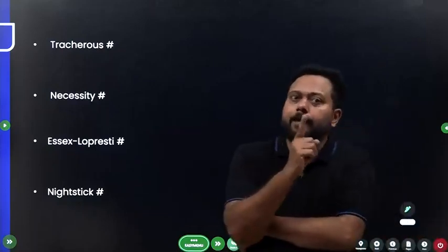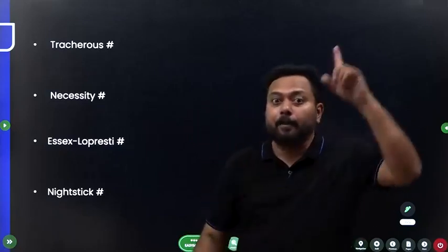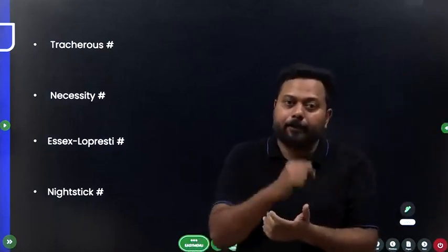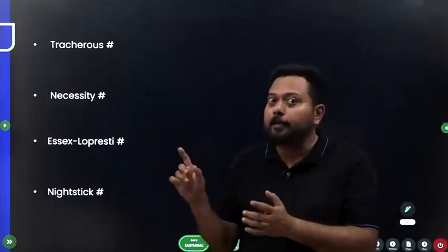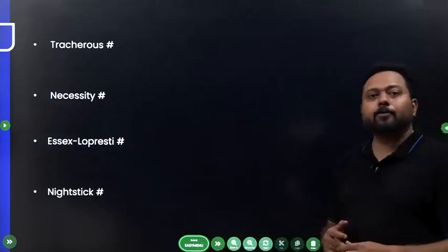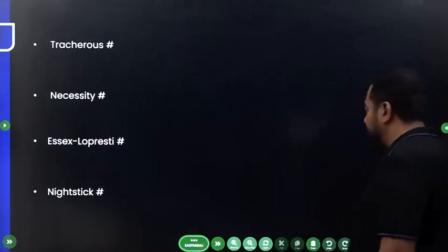Dear friends, you should be very careful. The Essex-Lopresti classification is entirely different. That comes in calcaneal fracture. The Essex-Lopresti classification is for calcaneal fracture. The Essex-Lopresti fracture is different. This. Then comes nightstick fracture. Nightstick fracture is an isolated fracture of the ulna. Isolated fracture ulna, that's called nightstick fracture.